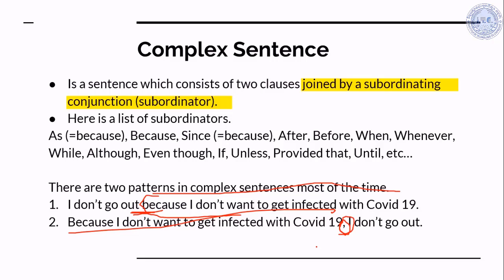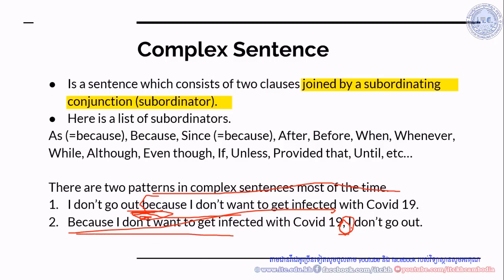Most of them, I said most of them. You can use the subordinator in the middle, you don't have to use any comma. But when you use it in the front, you have to use a comma when you get to the other clause. With the exception of 'although' and 'even though', everyone. Although and even though, whether you use them in the middle or at the beginning of the sentence, there is still a comma in the middle of the sentence.